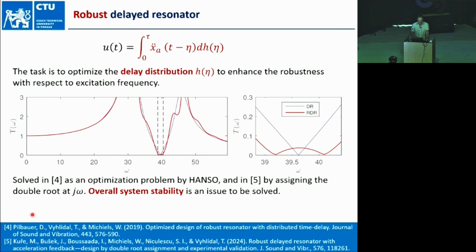Actually, the first results on this were obtained by Dan Pilbauer, who was a joint PhD student of mine and Wim Michiels. Currently, he's working at the European Southern Observatory, suppressing vibrations of the mirrors of the telescope in Chile. He turned it into an optimization problem and solved it by HANSO.